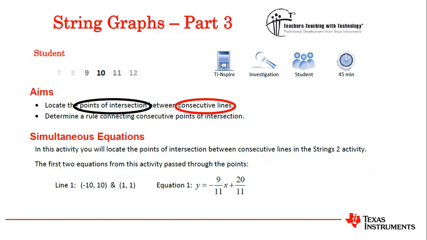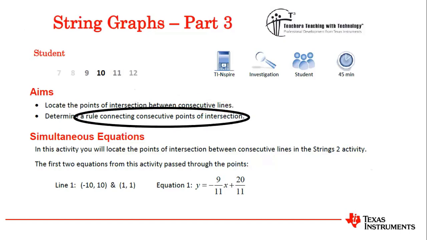Points of intersection are going to be asked for, and it's consecutive lines. So line 1 and line 2 is a pair of consecutive lines. Line 5 and line 6 is another pair of consecutive lines, etc. Determining the rule that connects those consecutive points of intersection is the ultimate goal of the third worksheet. And again, we explore how parameters can be used to describe the patterns.